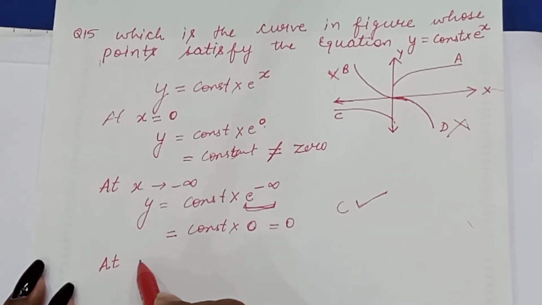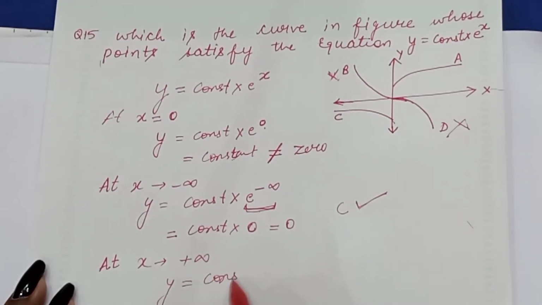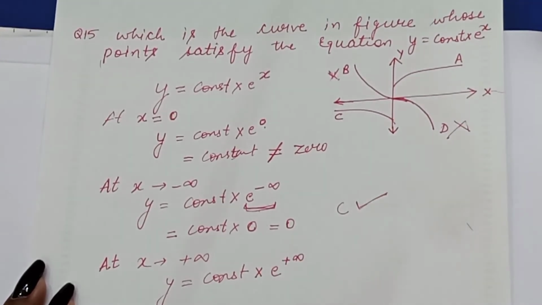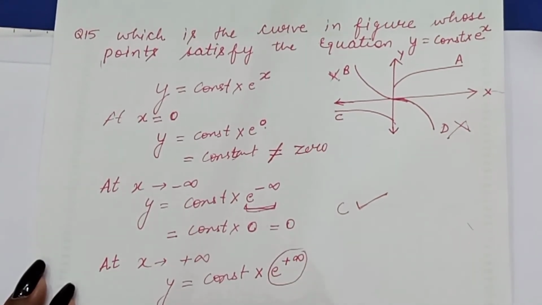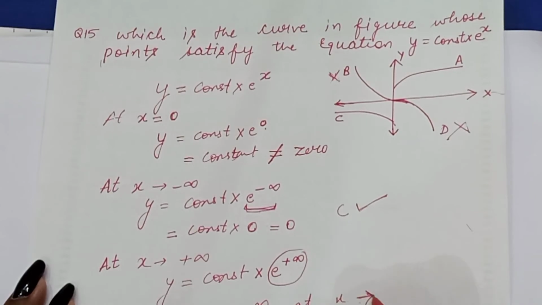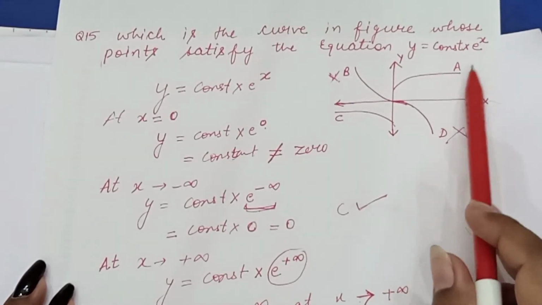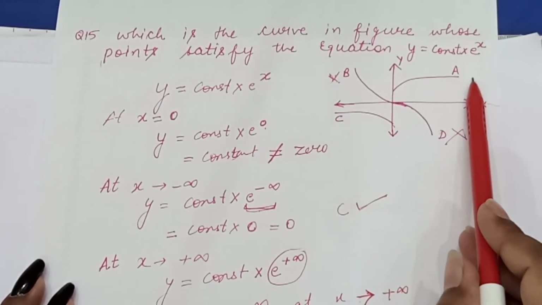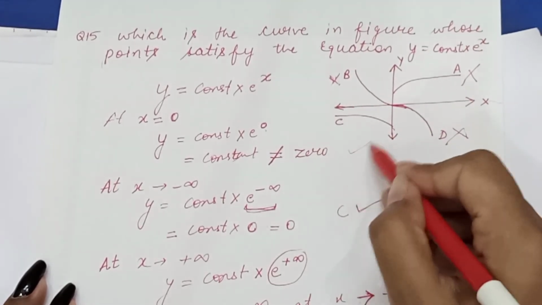At x approaches plus infinity, y equals constant multiply e to the power plus infinity. As we know that e to the power plus infinity approaches infinity, that implies y approaches infinity as x approaches plus infinity. But curve A approaches a constant value. This doesn't satisfy our condition, so A can't be the correct one. C is our right answer.